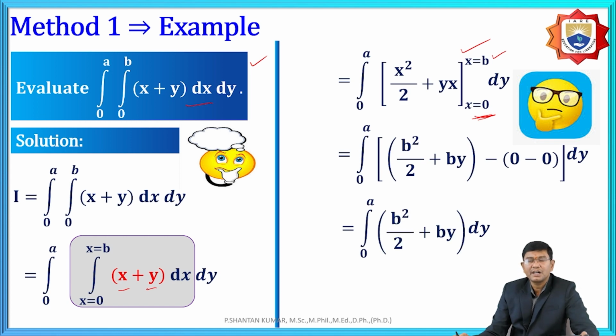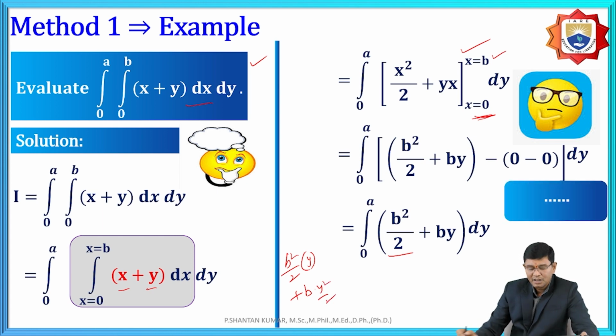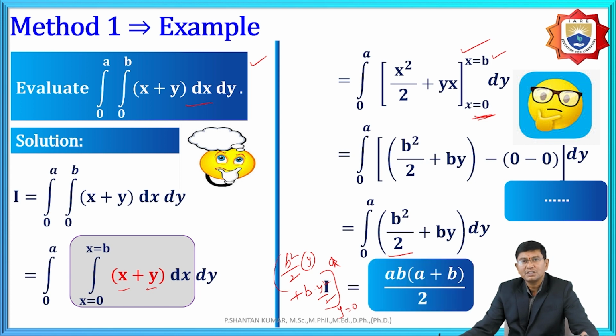Now again we integrate with respect to y. The first part is b square by 2, and integrating with respect to y gives b square by 2 into y, because b square by 2 is a constant. Plus, taking b common, the integration of y is y square by 2. After this integration, we replace y is equal to a, using the upper and lower limits. The final solution we obtain is ab into a plus b by 2.